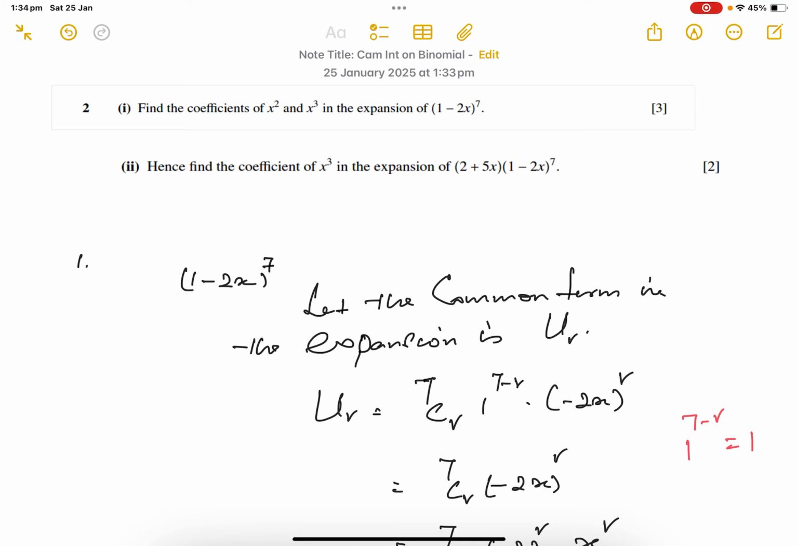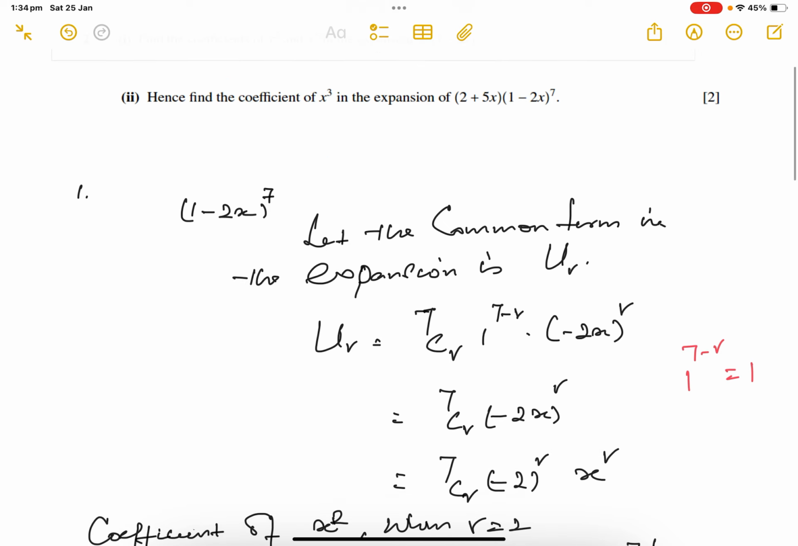Past question on application of binomial expansion. Find the coefficients of x squared and x cubed in the expression of (1 minus 2x) to the power of 7.